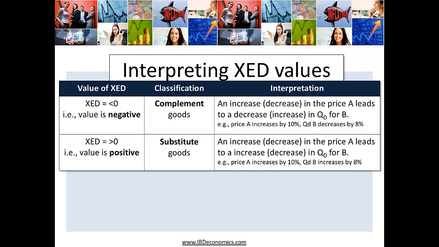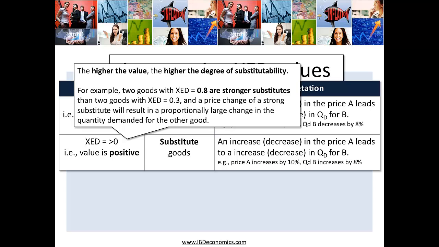If XED is greater than 0, we're talking about substitute goods. An XED value greater than 0 means the value is positive, and this means an increase in the price of good A leads to an increase in the quantity demanded for B. So if the price of A increases by 10%, the quantity demanded for B increases by 8%. We know we're talking about substitute goods. And again, the higher the value, the higher the degree of substitutability.